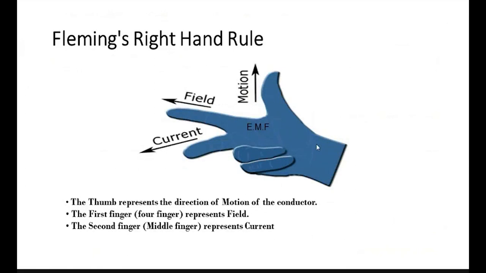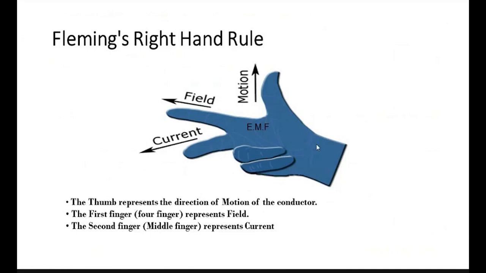So the first unit is the DC generator. In the DC generator, Fleming's right hand rule is applicable. It is used to determine the direction of induced EMF or the direction of current through the conductor. Here three fingers are used: the thumb, the middle finger, and the forefinger.